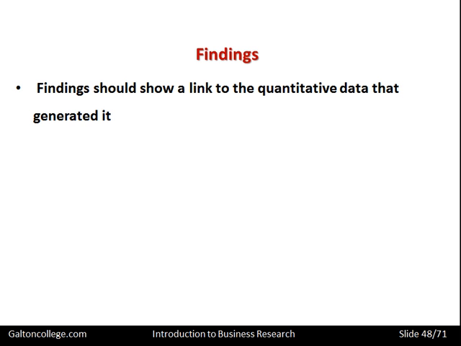The findings should show a link to the quantitative data that generated it. So findings should show a connection with the data that generated it. The findings must not be separated from the data. The findings are based on the data. They're based on the analysis of the data that was collected. There must be a linkage, and it should be obvious to the reader that the findings are based on the results of the survey or of the data collection methods.